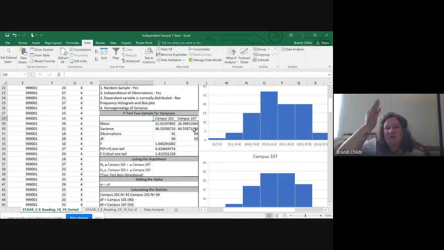So for campus 1, we're going to select all the mean for it, and for campus 2, you're going to select the mean for it to actually get your data. Now, of course, here's my observations. Here's my degree of variance.